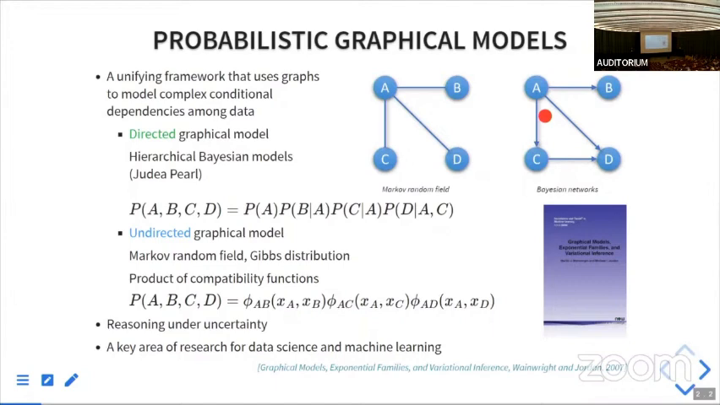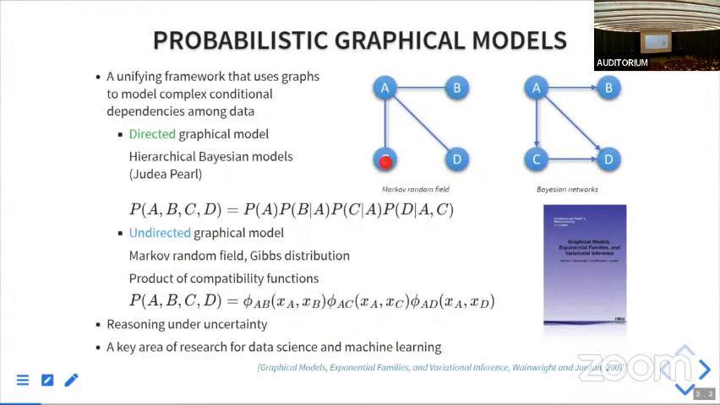There's also another model called undirected graphical models. And in physics, it's just the distribution called the Gibbs distribution. And also people call it a Markov random field in some areas. In that situation, it's a product of compatibility functions. So you just have a product form where the distribution P(A, B, C, D) equals some local functions, for example, phi(A, B) depending on the variables X_A and X_B, and phi(A, C), and phi(A, D). According to this graphical representation, you have a factorization of the probability.